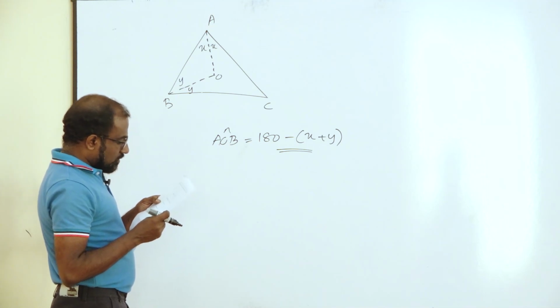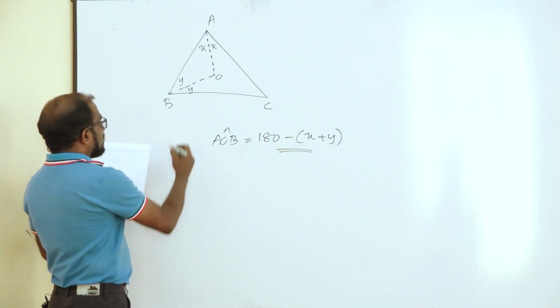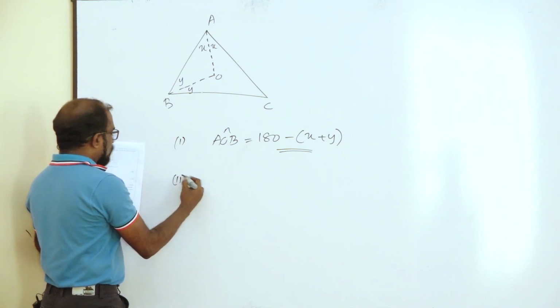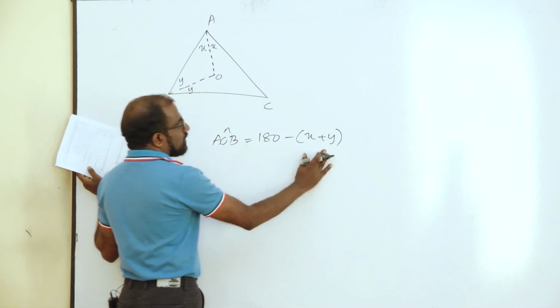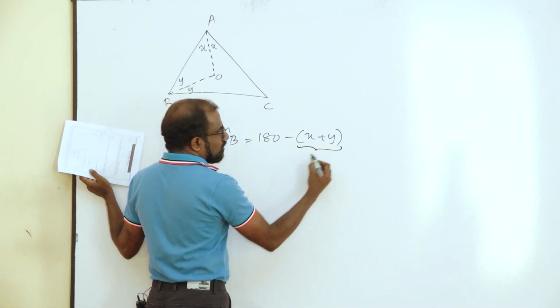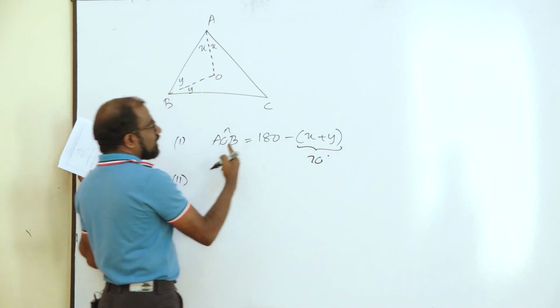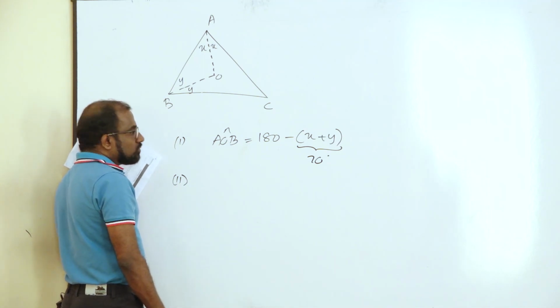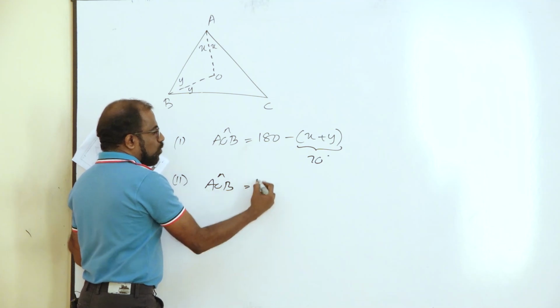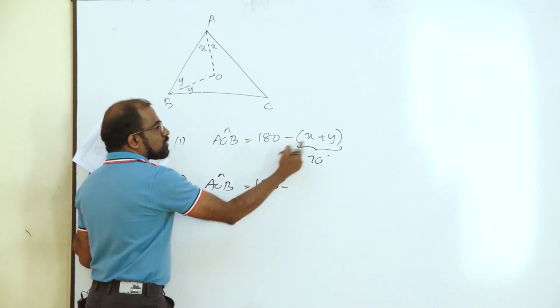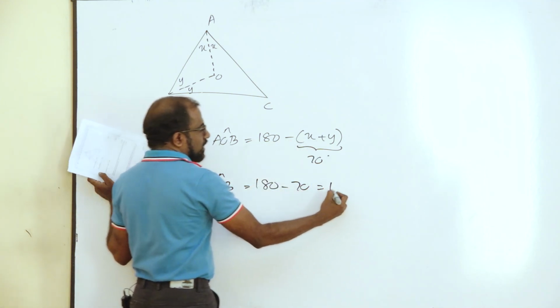Second one. Find out AOB. What is the value of AOB if x plus y equals 70? When x plus y is 70, what will AOB be? AOB equals 180 minus 70, since x plus y is 70. So that is 110.